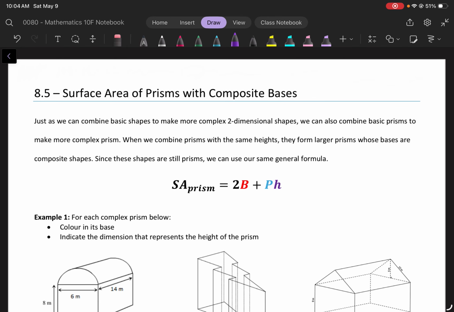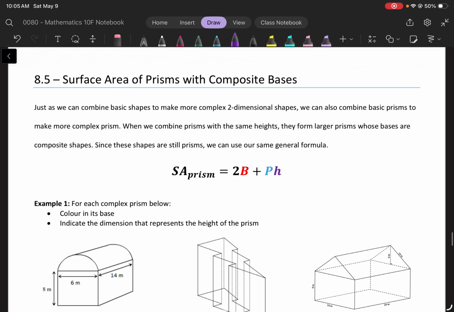Hello, grade 9s. Today we are going to talk about 8.5, which is all about surface area of prisms, except this time the prisms have composite bases. So this lesson is really going to be a blend of 8.3, our composite shapes, and 8.4, our surface area of prisms. Now, just a couple of reminders about prisms.